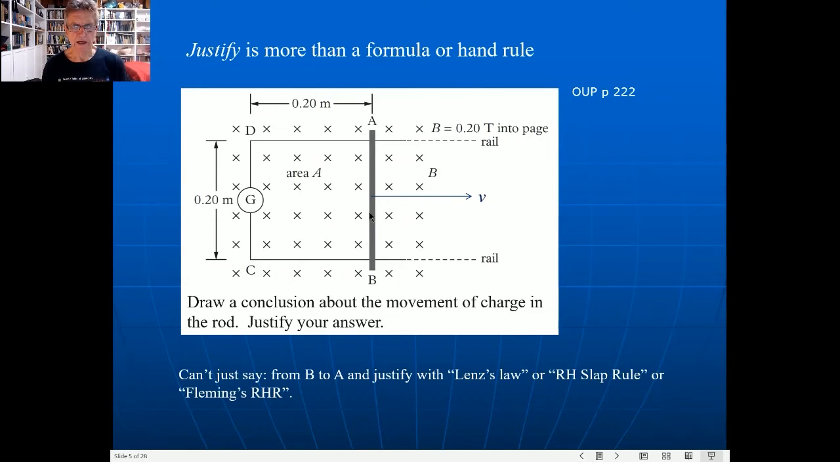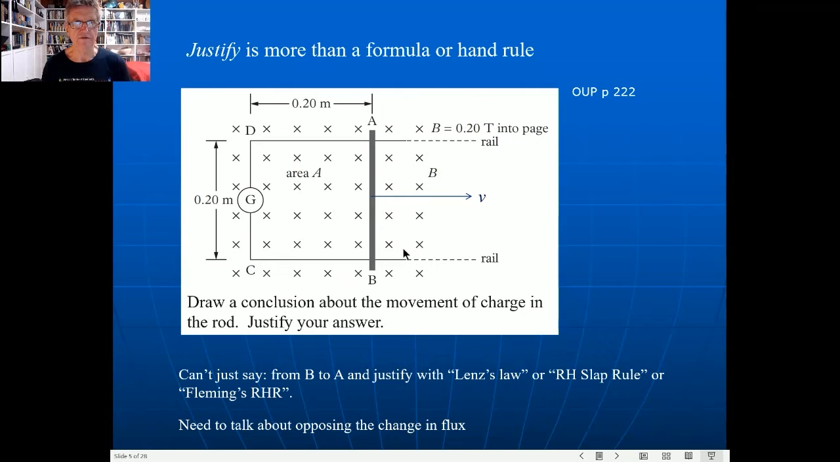But you can't just say the charge moves from B to A and then justify it by saying I use Lenz's law, or I use the right-hand slap rule, or Fleming's right-hand rule. That's not justification. That's just basically how you'd go about working it out. So you need to talk in terms of opposing the change in flux. There is a change in flux through the loop. As the loop gets bigger, there are more flux lines through it. So flux is increasing.